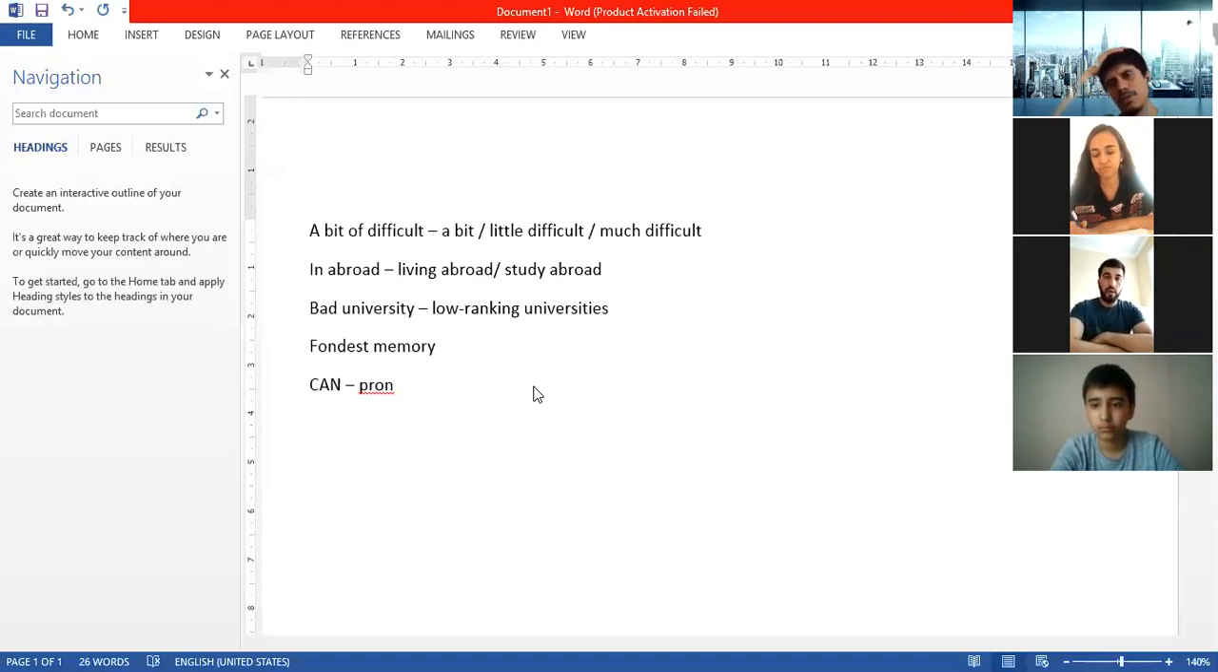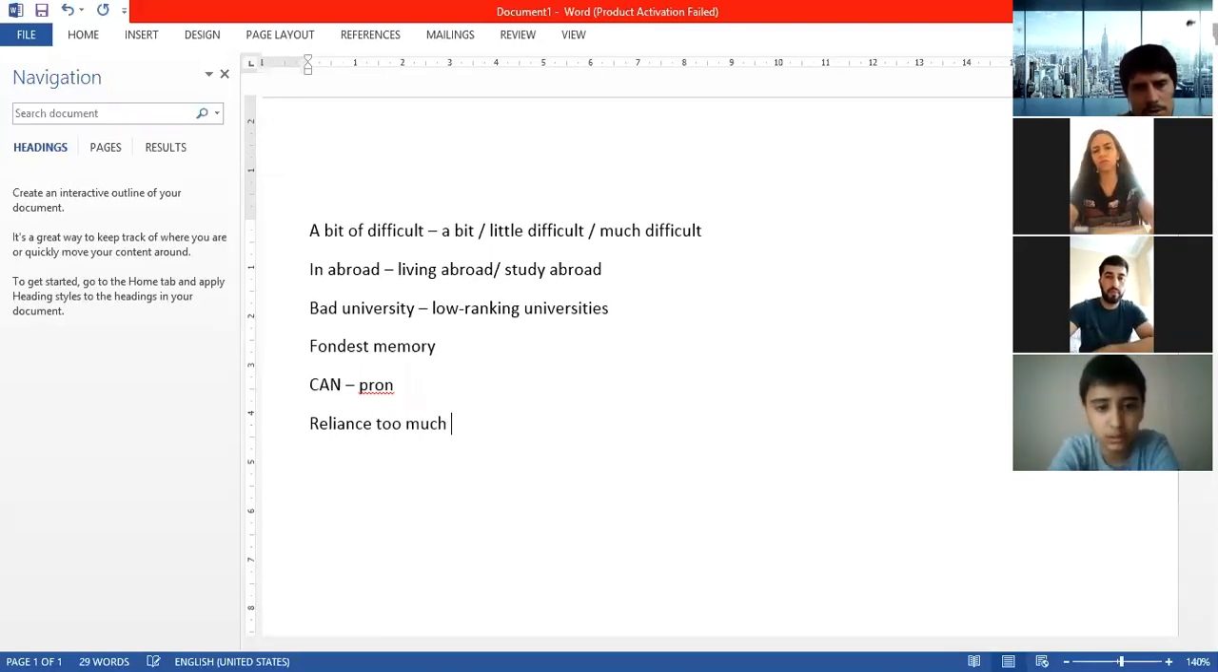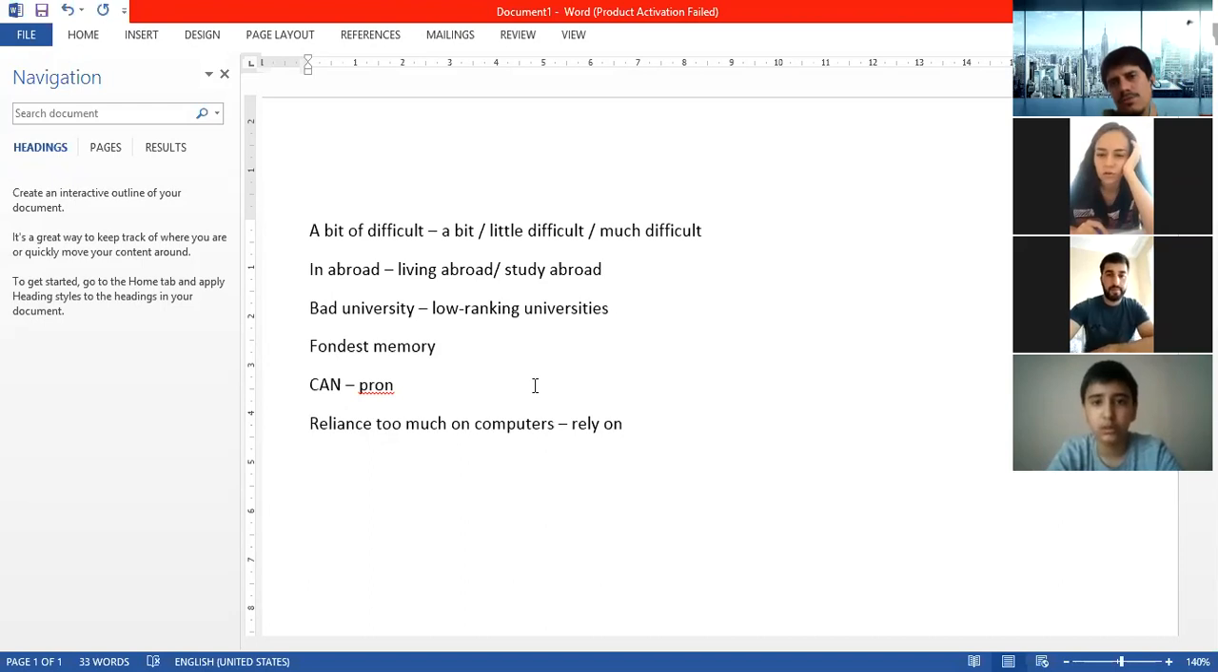How about reliance on too much computers? Is it also a kind of disadvantage or advantage? Reliance too much on computers or any other type. Reliance is the noun form for rely, right? Rely on something. You know what this means? Yes, it means trust. Trusting too much in computers is a kind of positive or negative side of technology.